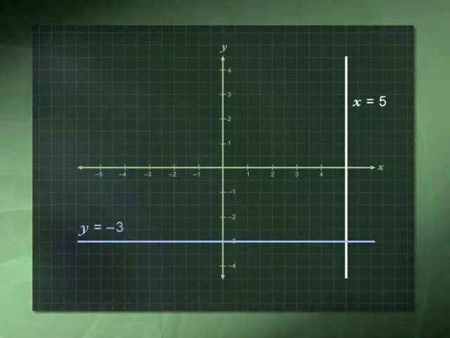I've shown here the line y equals -3. That's a horizontal line. And then the line x equals 5, that's a vertical line.